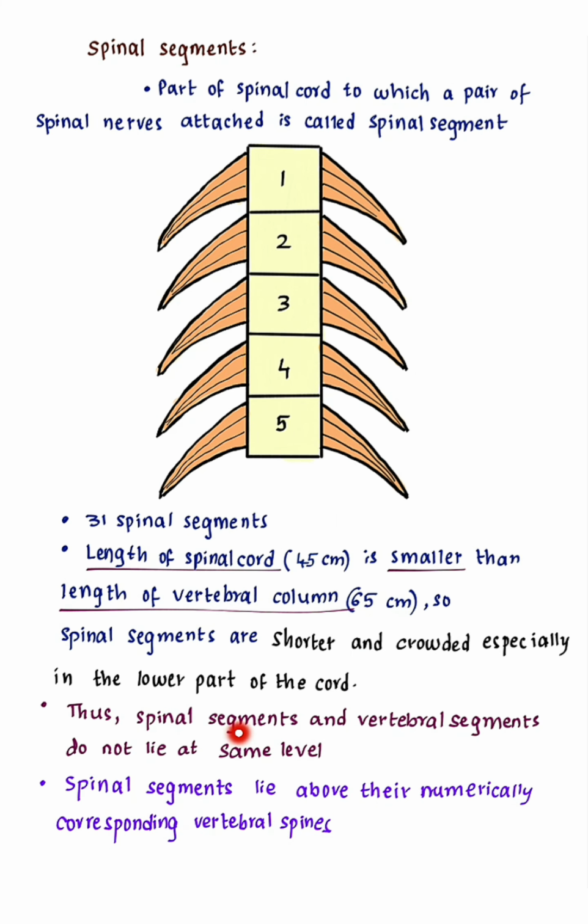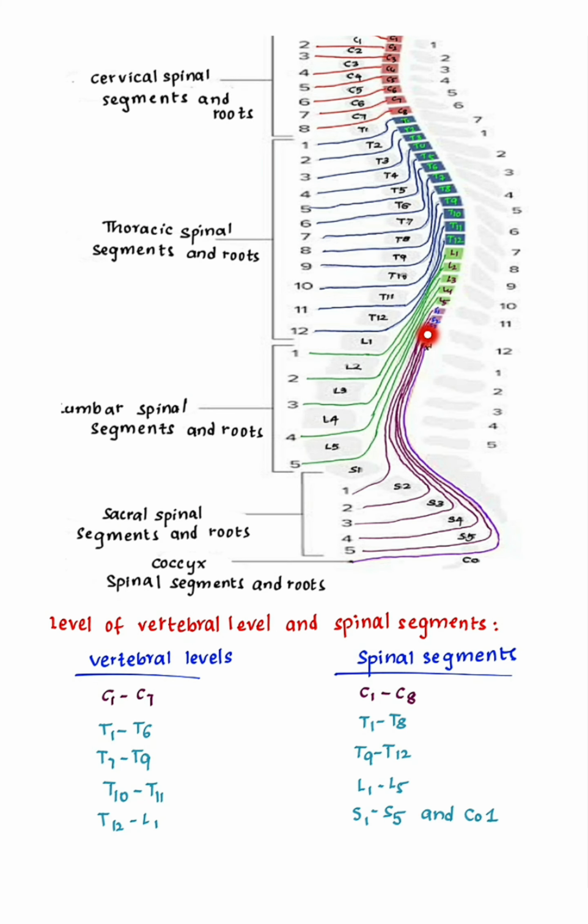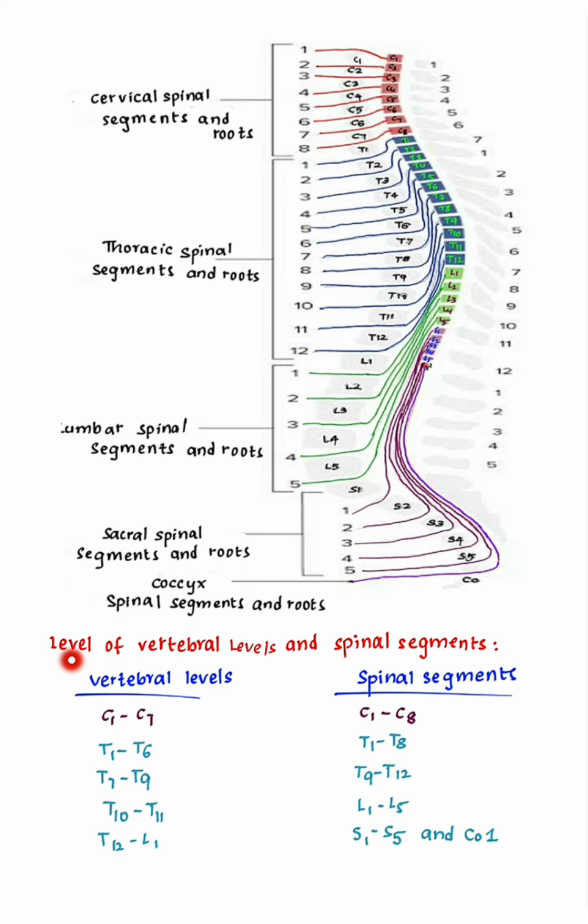Thus, spinal segments and vertebral segments do not lie at the same level. Spinal segments lie above their numerically corresponding vertebral spines. You can see the spinal segments lie above the corresponding vertebral segments. Vertebral levels and spinal segments. These are vertebrae. These are spinal segments.